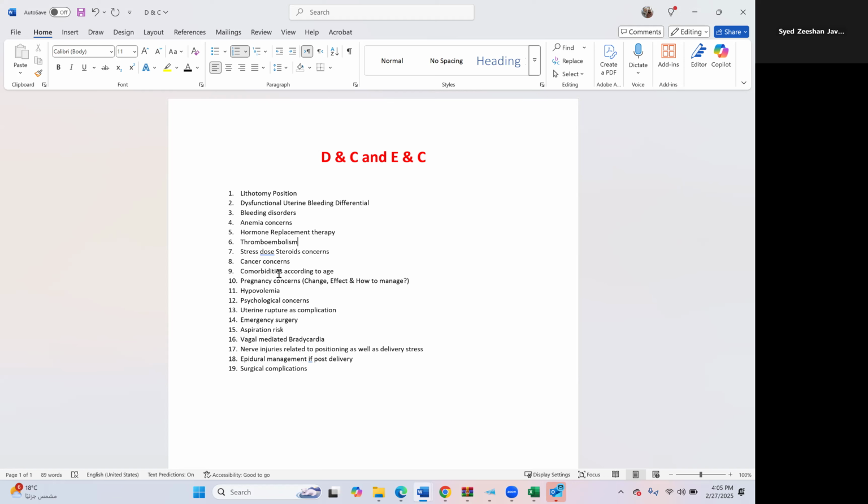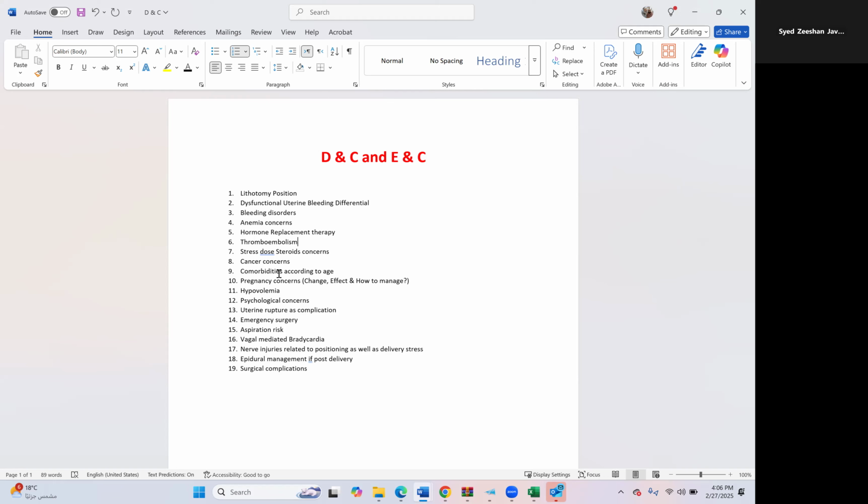All these lead to difficult intubation and risk of aspiration. The change is because of either the baby or progesterone. And how will you manage? You will premedicate with acid prophylaxis. You will use the ramp position, elevating the head side, with the tragus at the level of the sternal angle. You will do rapid sequence induction with pre-oxygenation. This is the concept of how you manage pregnancy changes.